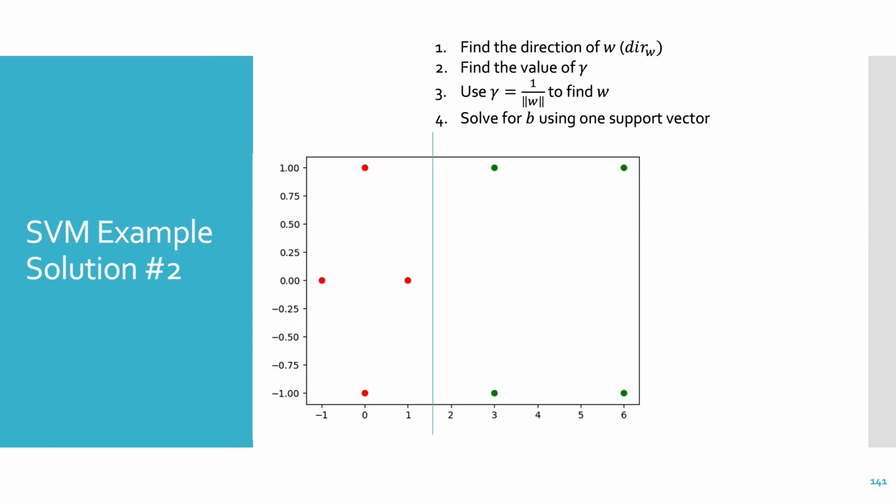Remember that W is orthogonal, or perpendicular, to the decision boundary. We can see from the plot that the decision boundary should be a vertical line like this one. So W should point in the X direction. It's also supposed to point towards the positive class.